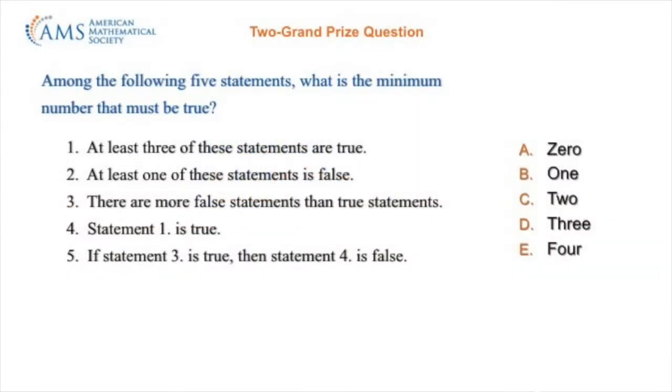This is kind of a logic puzzle. Among the following 5 statements, listed 1 to 5 below, what is the minimum number that must be true? Statement 1: At least 3 of these statements are true. Statement 2: At least 1 of these statements is false. Statement 3: There are more false statements than true statements. Statement 4: Statement 1 is true. And statement 5: If statement 3 is true, then statement 4 is false.